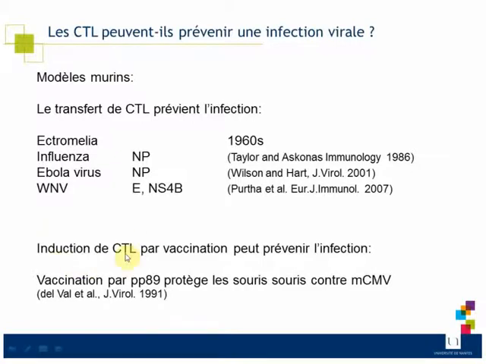Can you induce protective CTL by vaccination to prevent infection? So once again in the mouse, yes, it works. So this is mouse cytomegalovirus, and most of the CTL response is directed against this one protein, protein 89. And if you vaccinate with this protein, then it can protect the mouse against the whole virus. And that's due to CTL. So vaccination to induce CTL can prevent subsequent virus infection in animal models. This is the important message here.